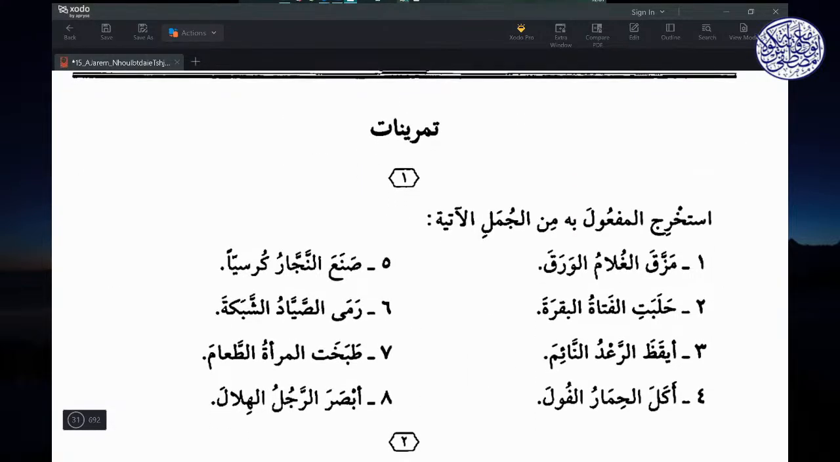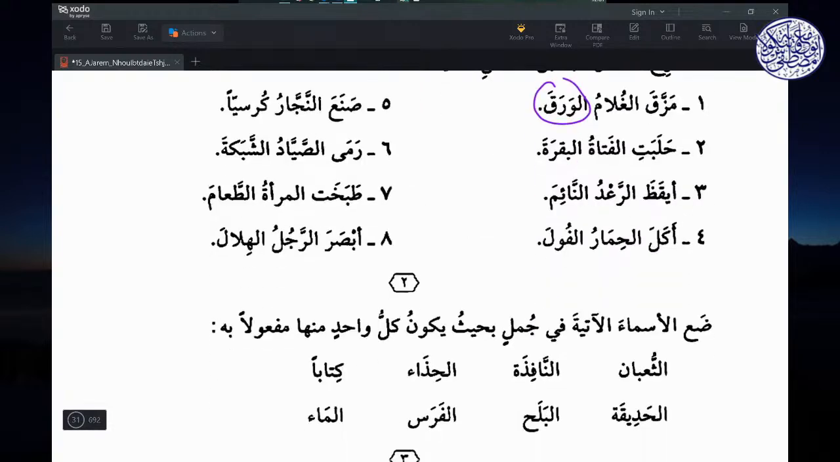طيب, we just go over what it is in examples, and then this is your homework, and we'll be done. استخرج المفعول به من الجملة الآتية. So I'll do the first one. We're going to extract the مفعول به, the object of the verb, from the following sentence. مزق الغلام الورقة. مزق is to rip up or to tear. What did he tear? الورقة.